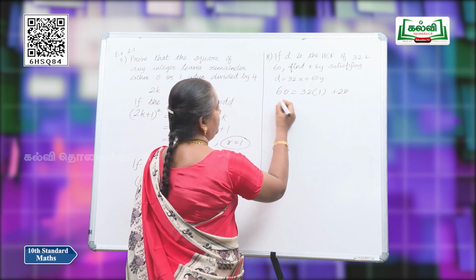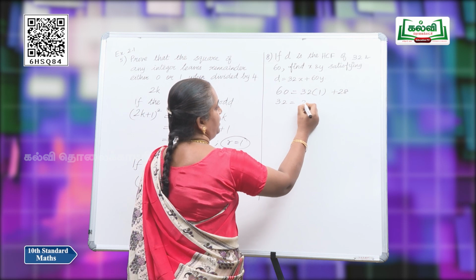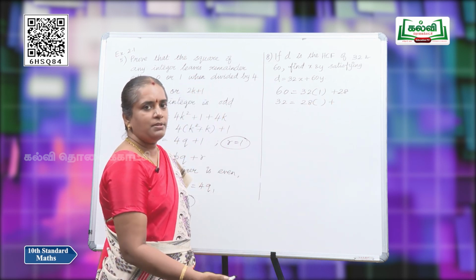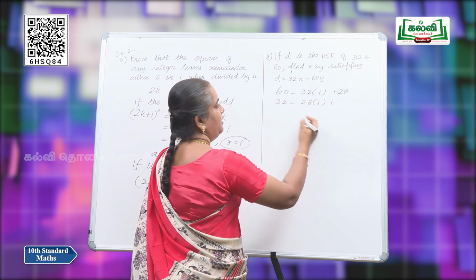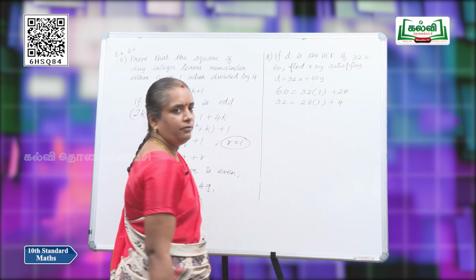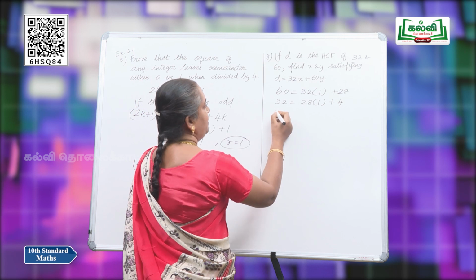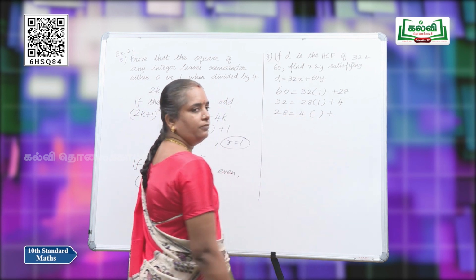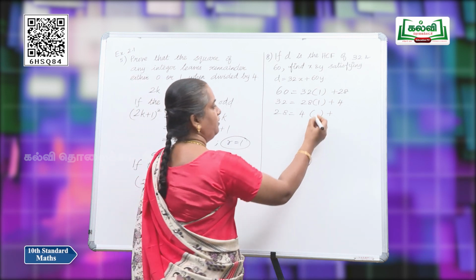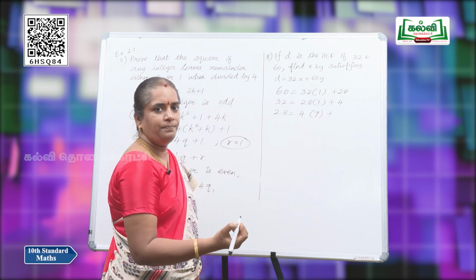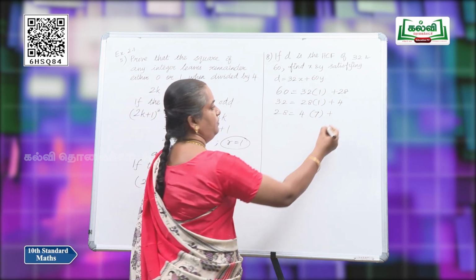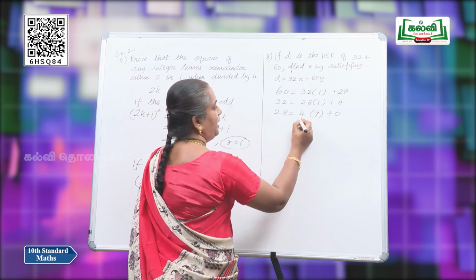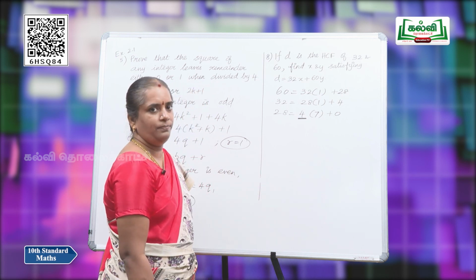Next, 32 is equal to 28 into some quotient plus R. How many times? Yes, only once, plus the remainder is 4. Again we proceed: 28 is equal to 4 into 7, very good, plus remainder 0. As we get the remainder 0, we stop here and say that the HCF is 4.